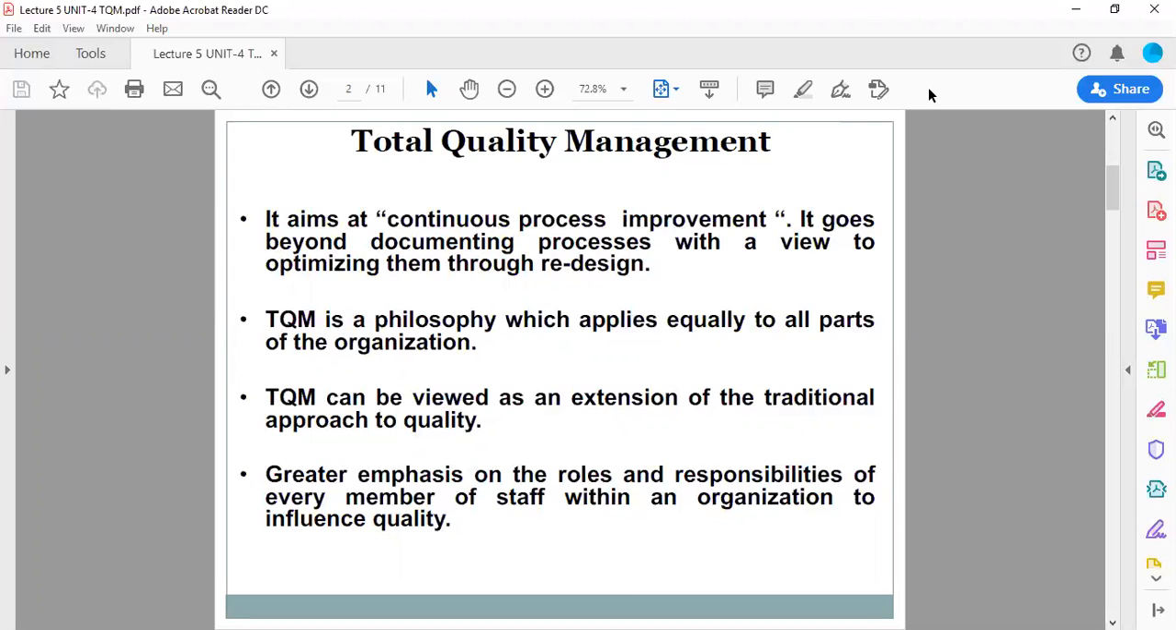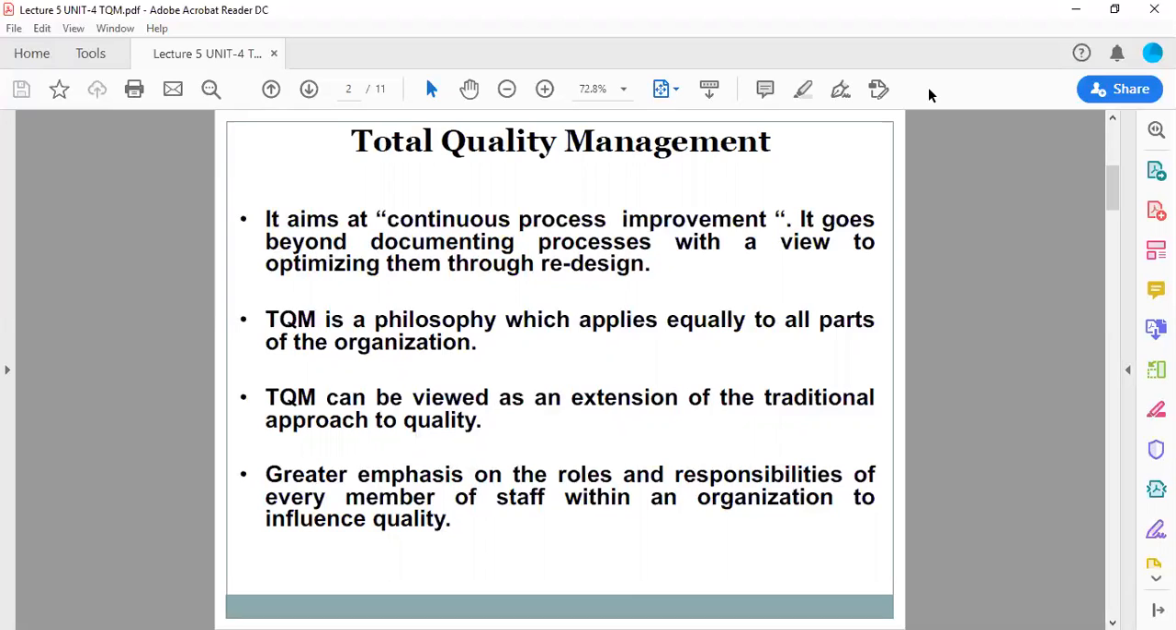Now TQM can be viewed as an extension of the traditional approach to quality. When we talk about quality traditionally, we are just limited to the quality check of the samples. But in the case of total quality management, it is applicable to the whole organization of the industry.